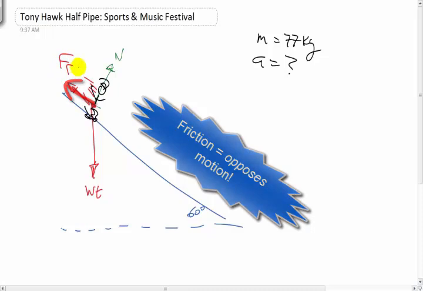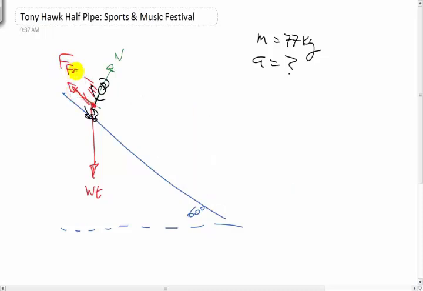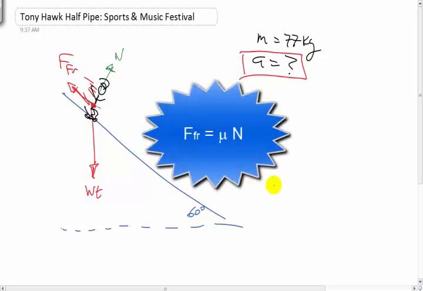That's correct. And we only need to know one more thing, because we're going to find acceleration. That's our big unknown. That's our goal. We need to know the force of friction. Remember the friction equation? The force of friction depends on the coefficient of friction and then how much the surfaces are pushed together, the normal force.